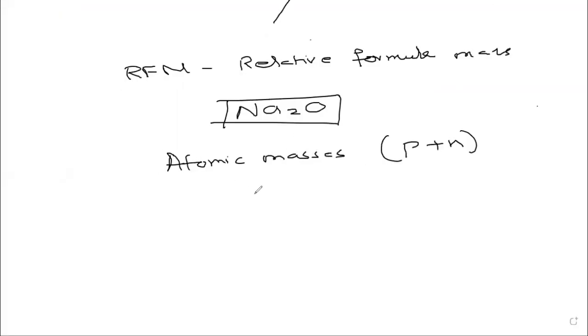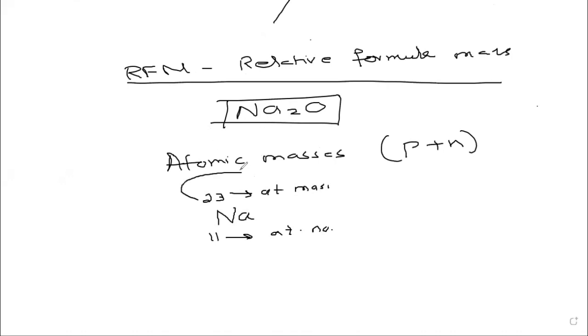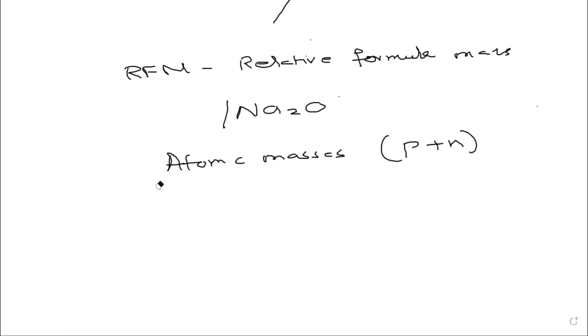You will see, for example, sodium. On the head of the sodium, one number is written, and on the foot of the sodium, another number is written. This number is the atomic mass. This number is the atomic number. It means in order to calculate the relative formula mass, we have to see the number which is written on the head. For calculation of relative formula mass, see the individual atomic masses, the ones written on the head.